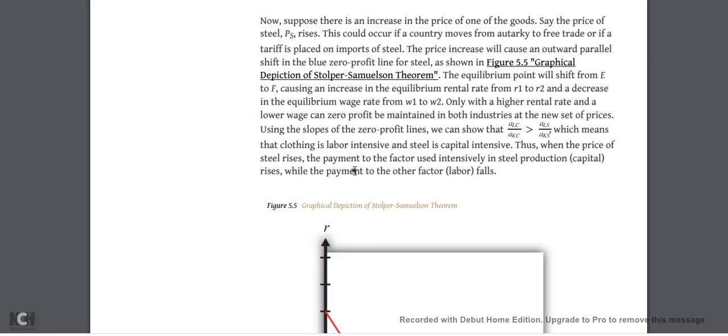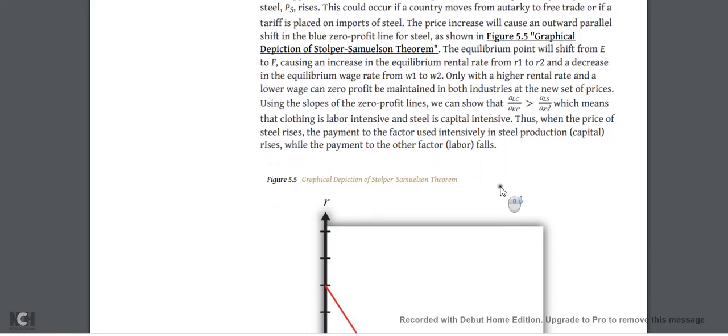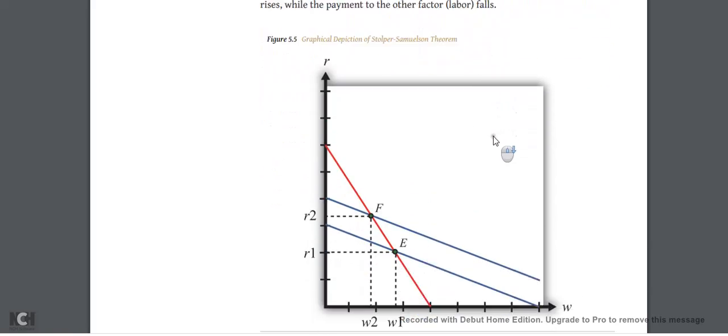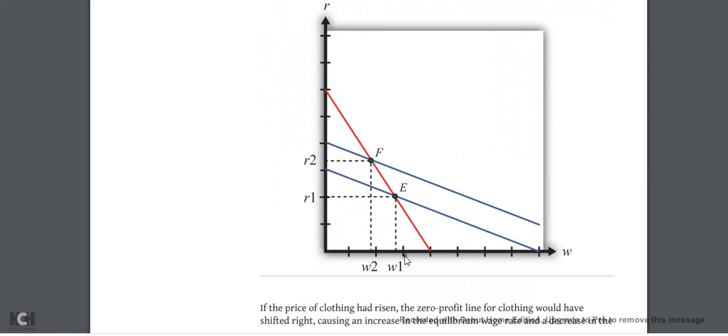When the price of steel rises in the international market, the payment to the factor used intensively in producing steel, that is capital, increases. So the capital price increases, that is, the rent increases from R1 to R2. And obviously the payment of the other factor, labor, falls. That is what has been shown here, from wage W1 to W2.